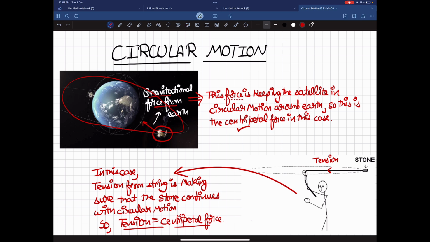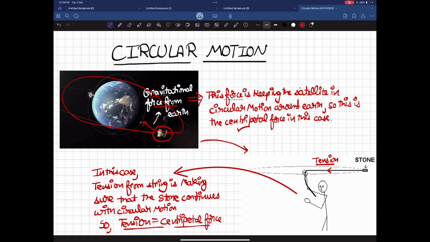Alright, now let's take another case. This is a child. He is revolving a stone in a circular motion, tied to a thread. Now, there must be tension in the thread, and tension should be pointing towards the center of the circle. Now in this case, tension is acting as the centripetal force. Remember, I mentioned centripetal force can be any force which is pointing towards the center of the circle.